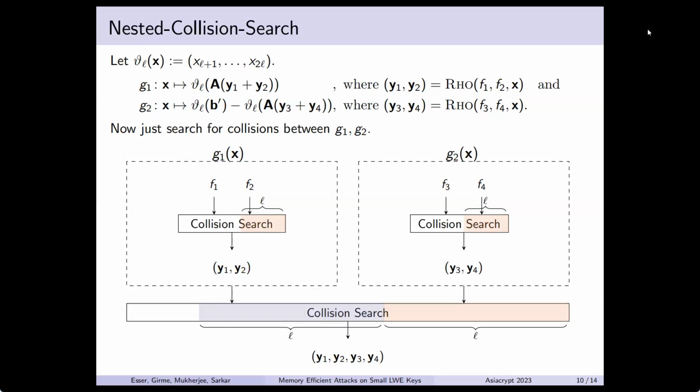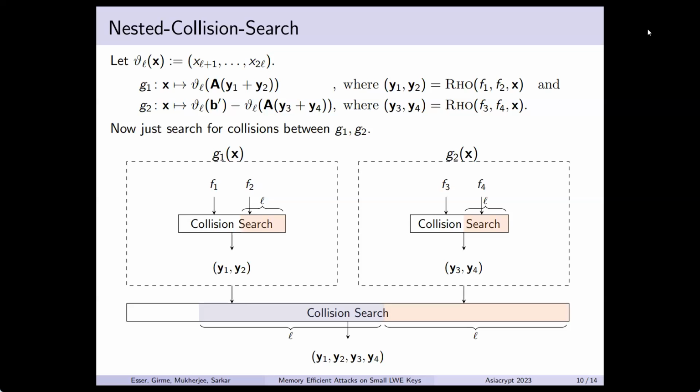So what we do is we introduce two more functions, g1 and g2. Right? So g1 is basically eta L of a times y1 plus y2, where eta L is basically the projection to the upper L coordinates, and this y1 is coming from a collision of f1 f2. So basically, what is happening is that we are going to search for a collision between G1 and G2. And whenever G1 is called, we automatically call a collision search between F1 and F2, right? Which gives you Y1, Y2, which satisfies the corresponding identity on the lower L coordinates, which is shaded here in blue.